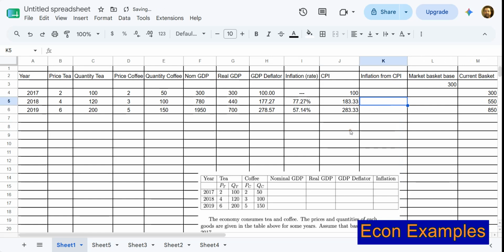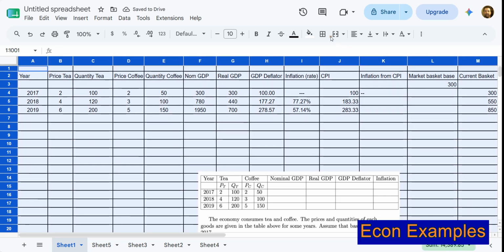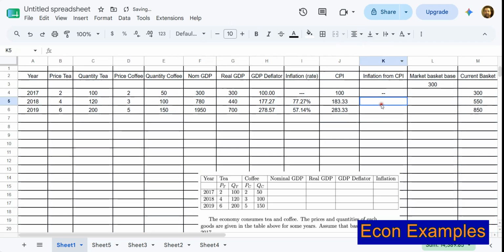Now, if you wanted to, you could do the same thing, and that got a little messy. So what I suggest is just figure out what the current basket is and put it over the market basket and then multiply by 100. Okay, we don't have inflation rate from the first year because I have nothing to compare it to, but I do have it from the next one. So we know it's 83%, but I'll still do the formula.